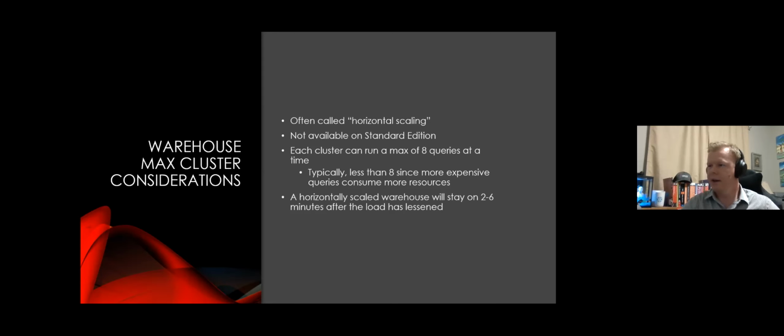So we've talked a lot about vertical warehouse scaling and horizontal. I want to pause before I jump into how to configure them and use cases, just to see what questions there are. I'm not perfect. There's got to be at least one.